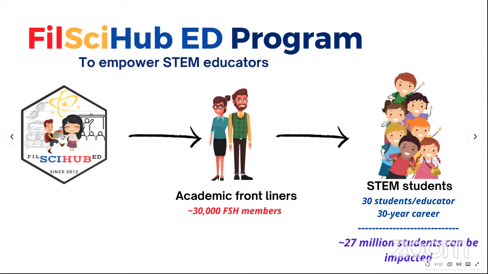So I'm back to introduce the education cluster of the Filipino Science Hub. Our main vision is to impact around 27 million students in the future. This is by targeting academic frontliners, which is the main target of Filipino Science Hub, or yung followers po namin mostly are academic frontliners and they are in their early career.